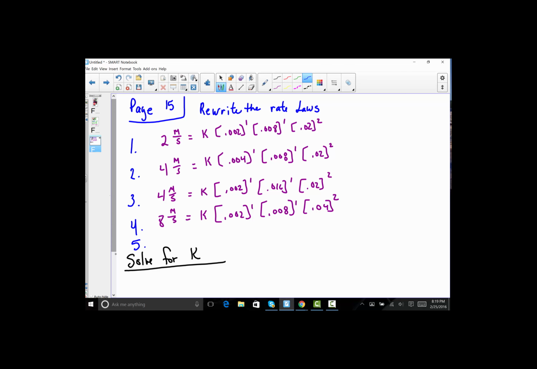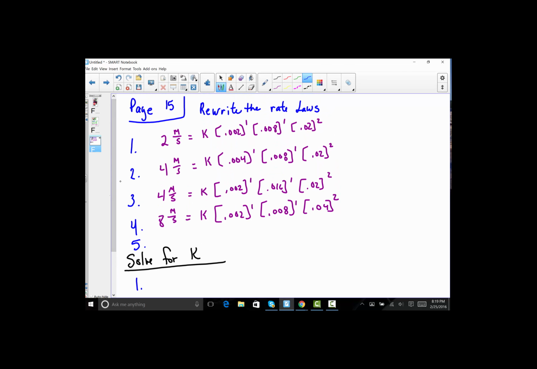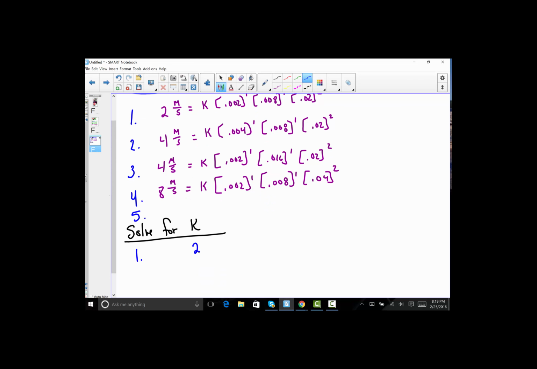The next part of this page asks us to actually solve for K, one trial at a time. So I'm doing the algebra, solving for K. I'll show this: my relative rate of 2 divided by 0.002 times 0.008 times 0.02 squared, because it's second order. This number I think will come out big.